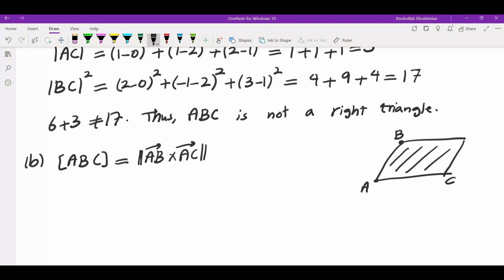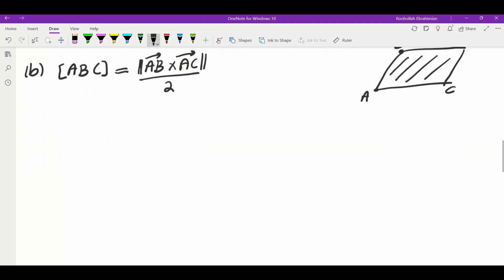This is the parallelogram. Now, because we're looking for the area of the triangle, we'll have to divide that by 2. So we're going to evaluate AB and AC, and then we're going to find the cross product of these two, and then we're going to take the magnitude, and then we're going to divide by 2.